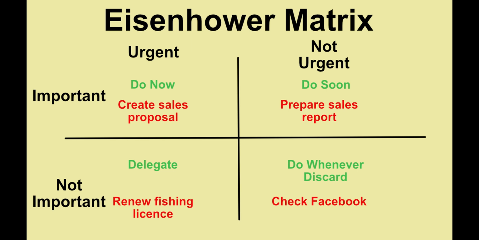Using this matrix lets you focus your time on what you need to do. You focus on the important and the urgent things. You then focus on the rest of the important things. Only then do you go and look at the non-important stuff. Importance should always trump urgency.